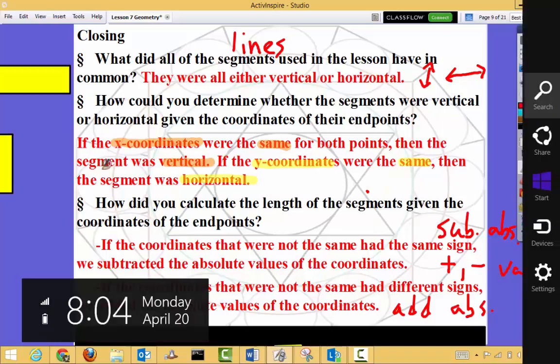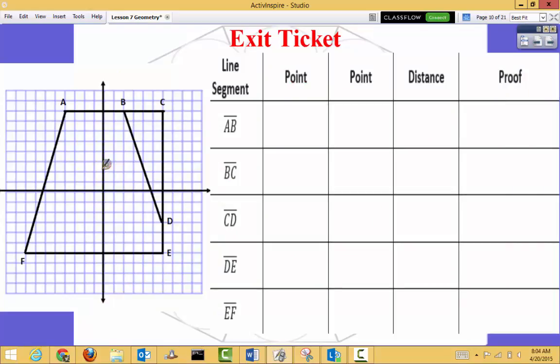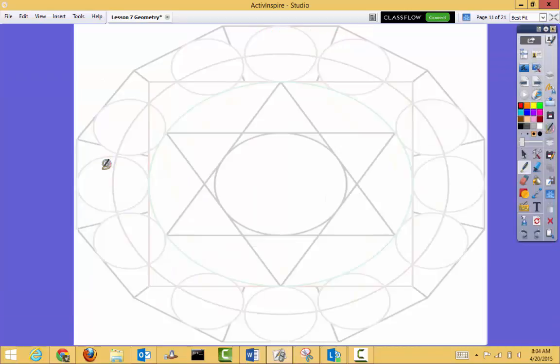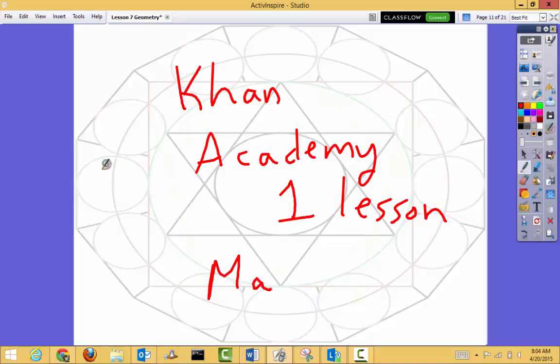Okay, so here's your exit ticket. Please fill this out. So your point, distance, and then your proof. If you're unsure what proof means, go back to your notes. When you are done, go to Khan Academy. You have one lesson to do. Then you may play math games. All right, good luck.